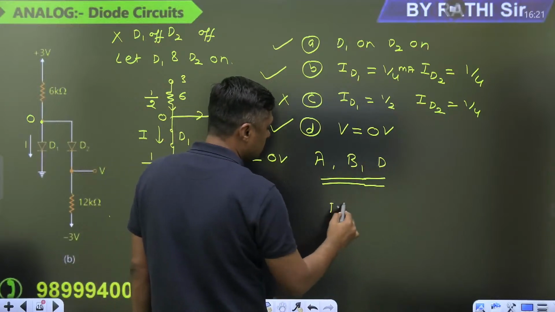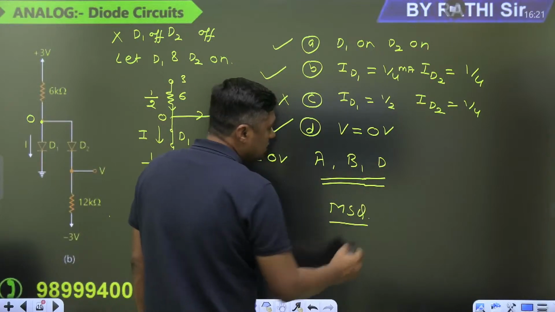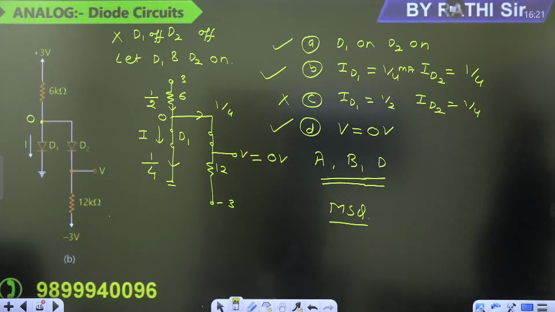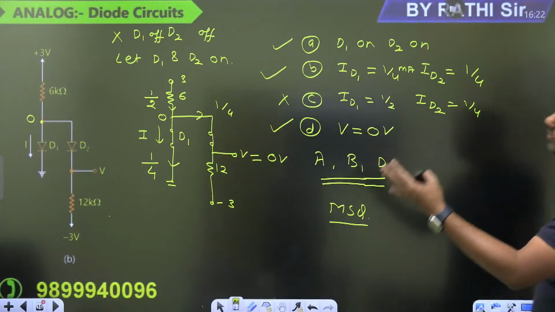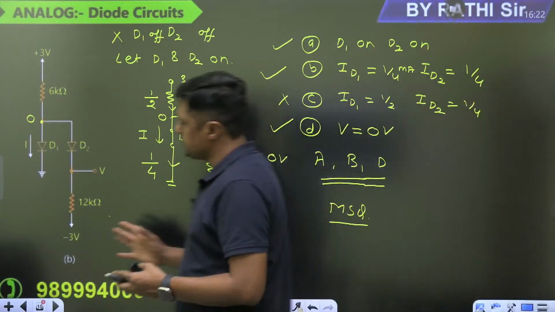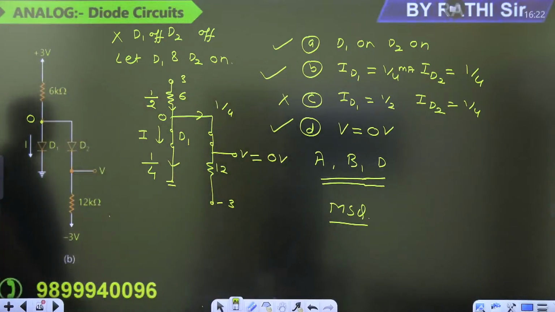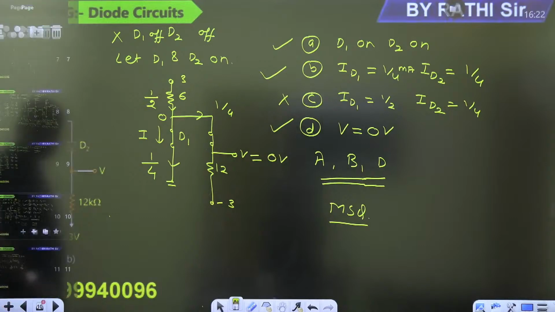This is the MSQ, multiple select question. There is no negative marking in multiple select question. So you have to attempt this type of questions, and that is the question from a standard textbook, guys. Okay. Now, next one. These are the two questions.